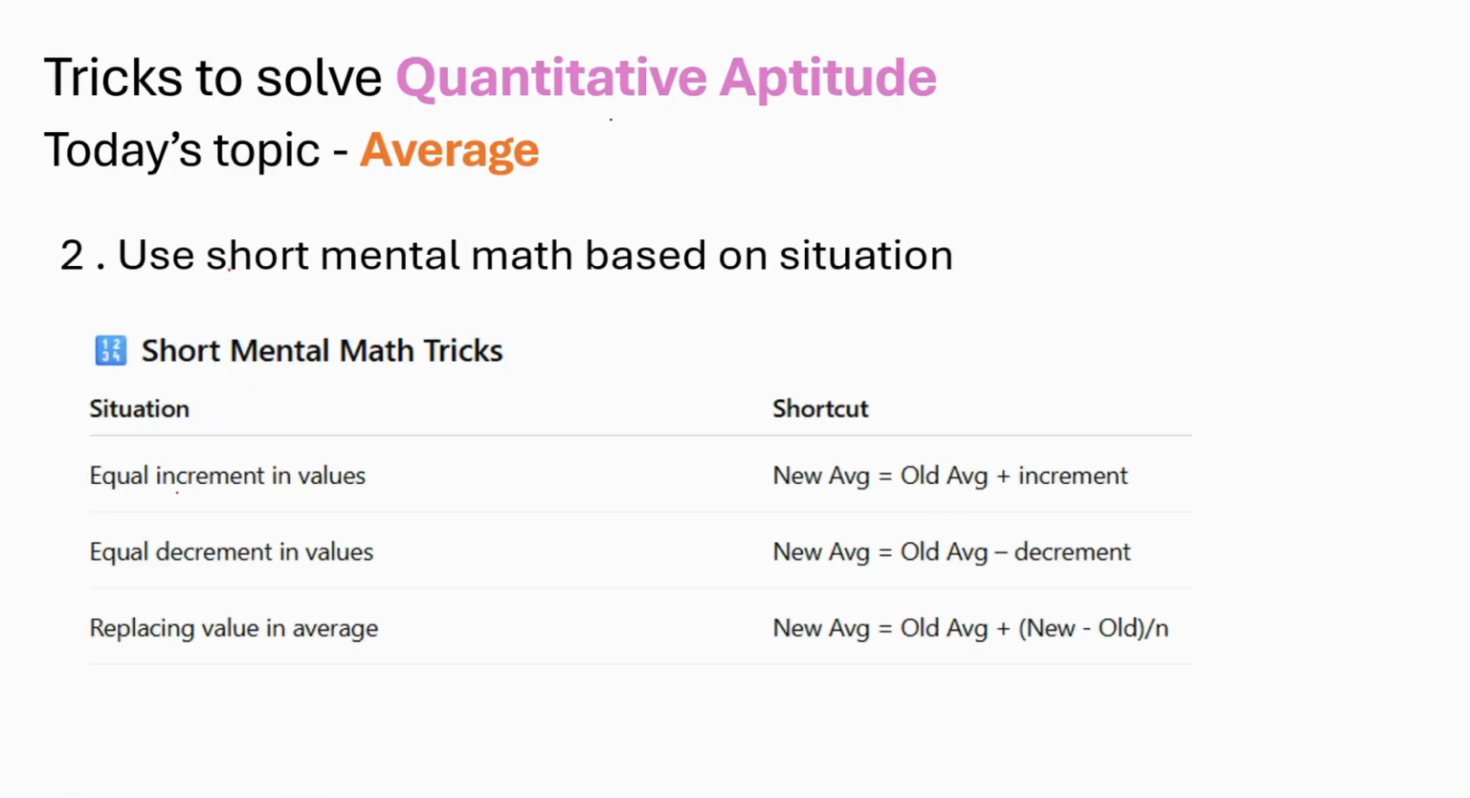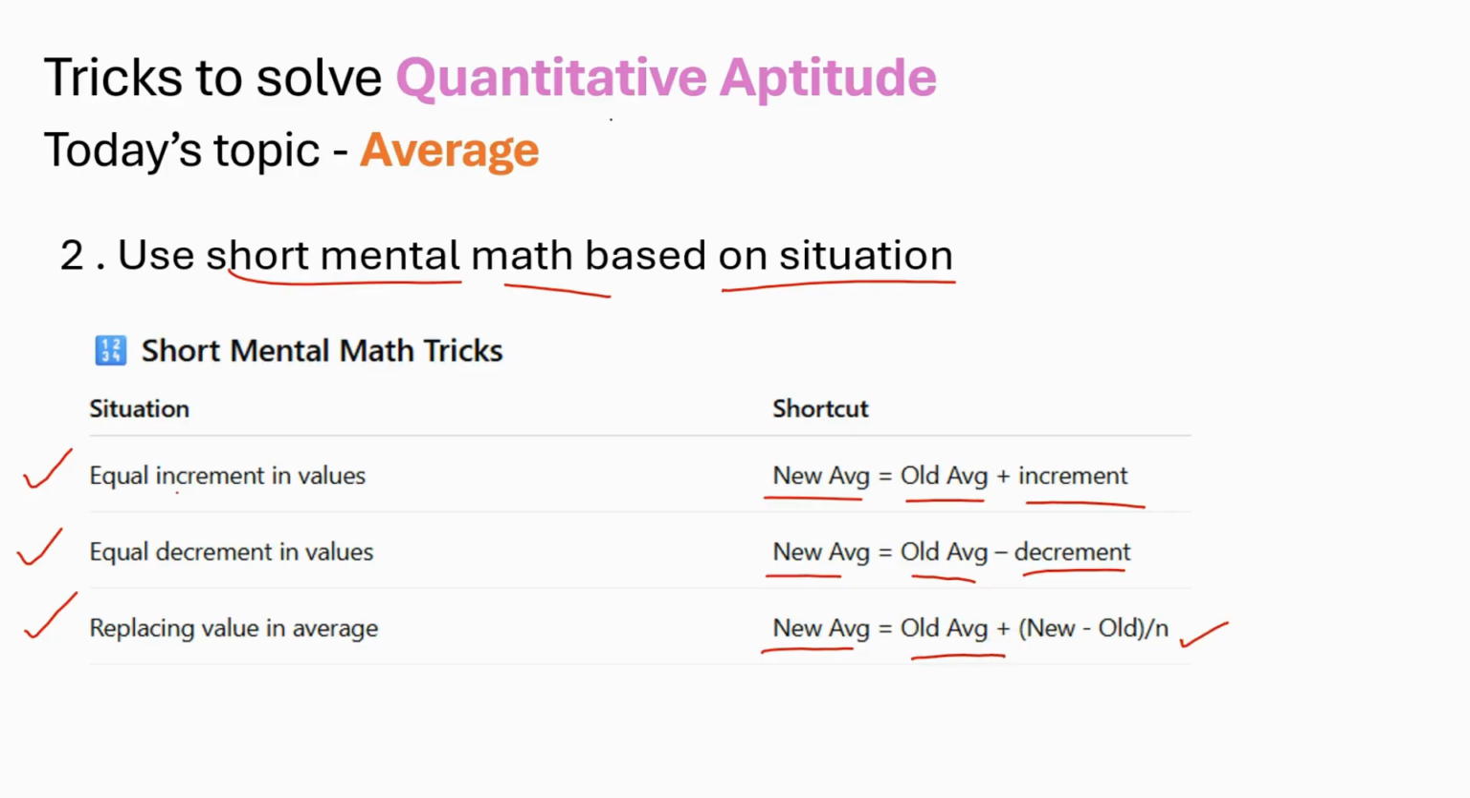Next trick: use some short mental math formulas based on the situation. Suppose there is a question based on equal increment in value, then new average is equal to old average plus increment. Similarly, if there is equal decrement in value, then new average is old average minus decrement. And for replacing a value in the average, new average equals old average plus new value minus old value, divided by the number of elements. So let's understand these tricks using questions.